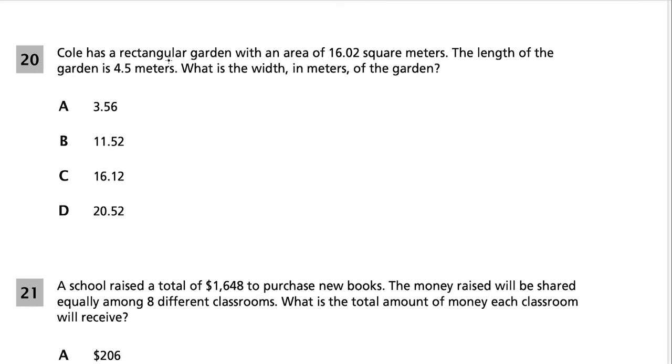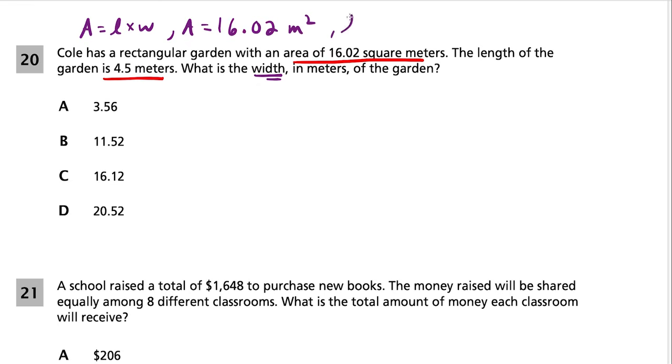For question 20, we have Cole with a rectangular garden. We have the area of the garden, and we have the length of the garden. We want to know what is the width in meters of the garden. So just know the area of a rectangle is length times width. What we have so far is that the area is equal to 16.02 square meters, and the length is equal to 4.5 meters. And we want to find the width.